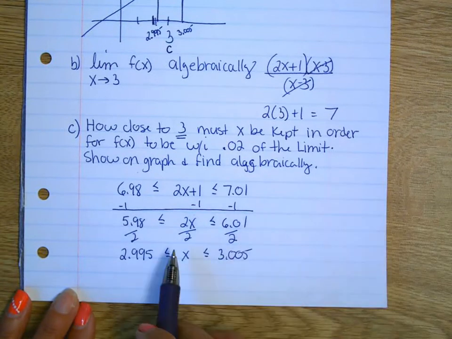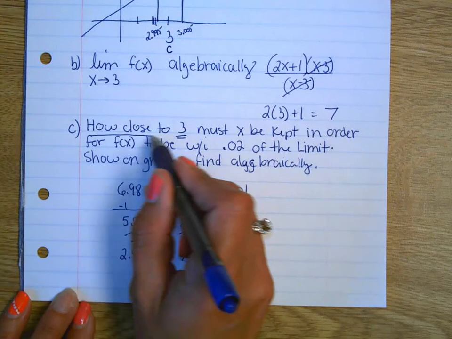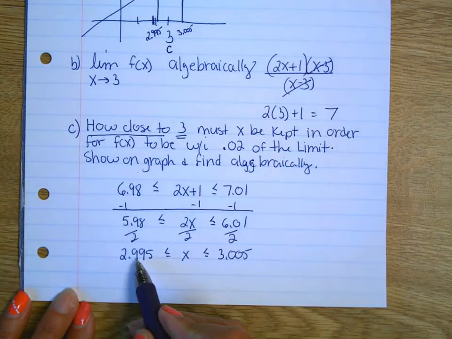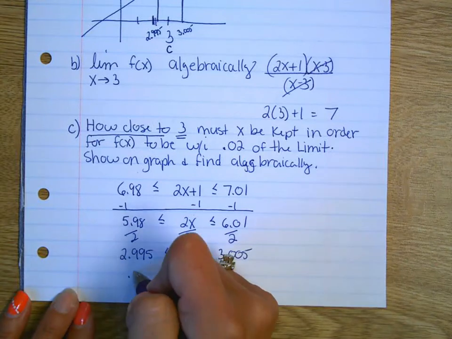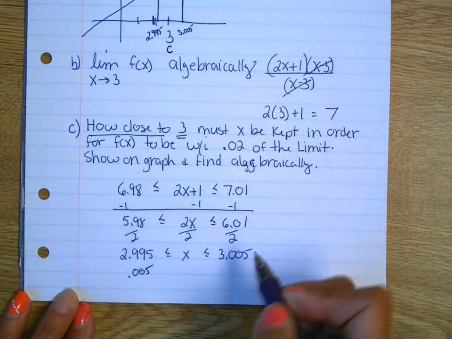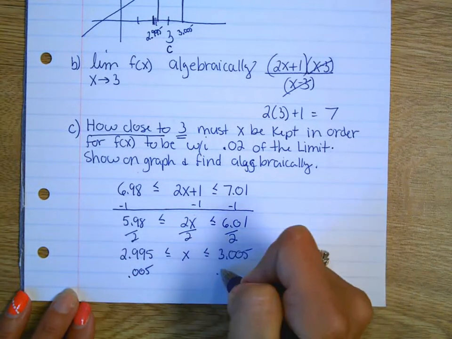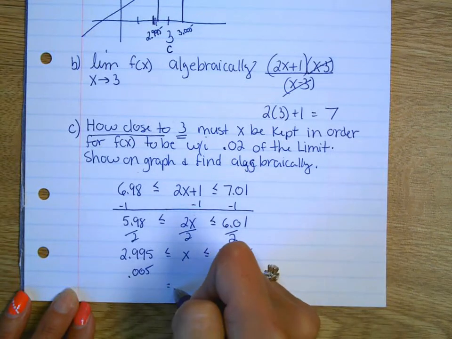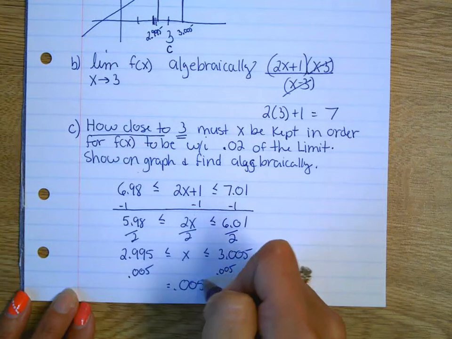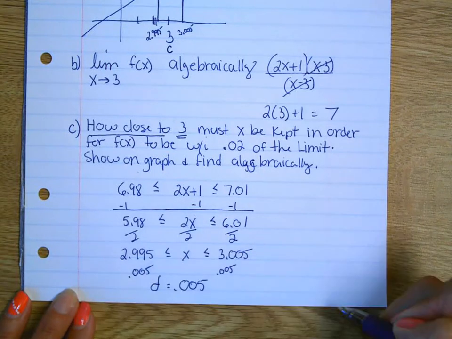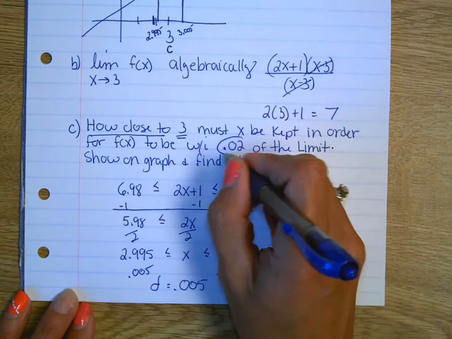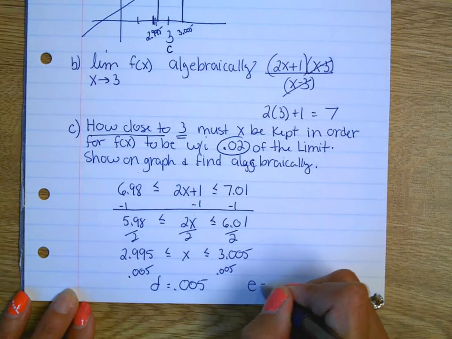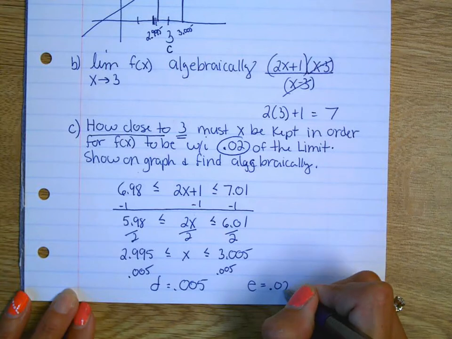So anyway, I still haven't answered my question. How close to 3? How far away is this from 3 distance-wise? 3 minus this is 0.005 away. This minus 3 is 0.005 away. So my distance away is 0.005, and that is my delta. The epsilon was right here. The epsilon was the 0.02.